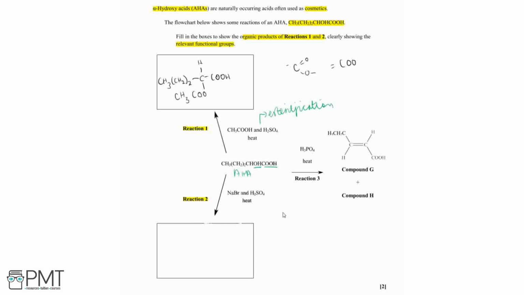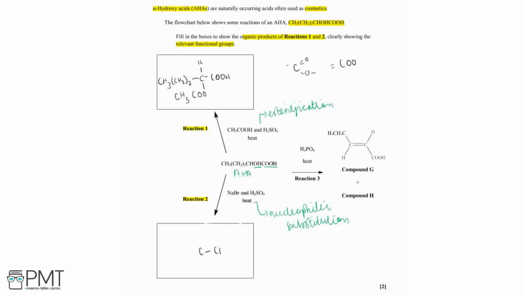So for reaction 2, our reagents are sodium bromide with sulfuric acid again, and this is all being heated. And these are the reagents for a nucleophilic substitution reaction. So we're going to be substituting the alcohol from our AHA with a bromide ion from the sodium bromide. And this sulfuric acid is again acting as a catalyst to help substitute out the hydroxide with the bromide overall. So let's draw out the product for this reaction.